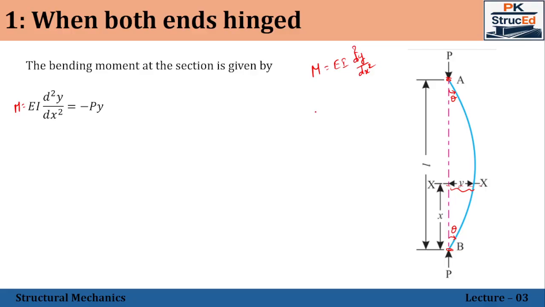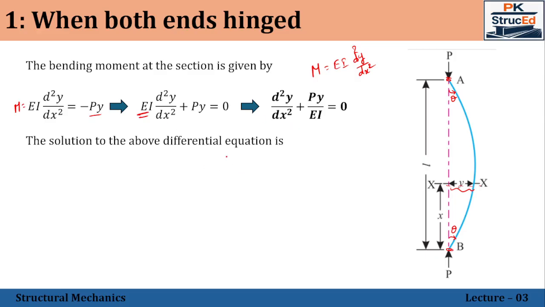Simplifying this, I am just bringing that Py to the left side. You will be getting EI into d square Y by dx square plus Py is equal to 0. And secondly, dividing the entire equation by EI, you will be getting d square Y by dx square plus Py divided by EI is equal to 0. This is the fundamental differential equation of the column buckling.